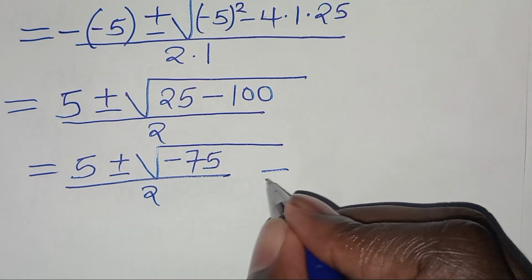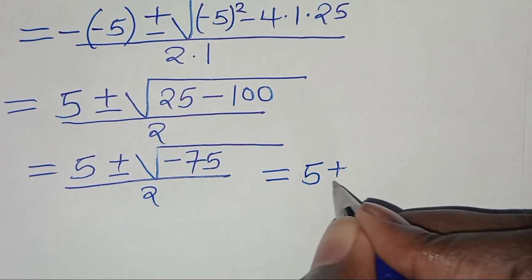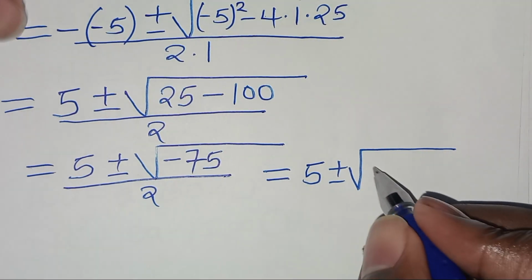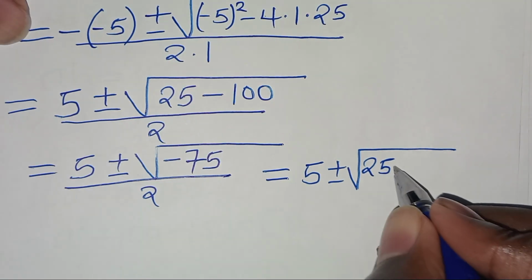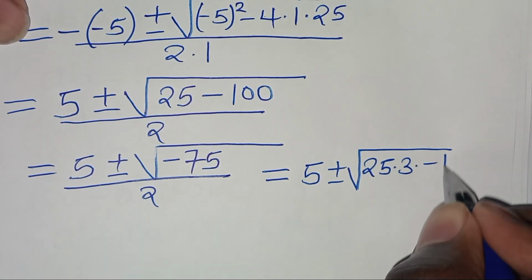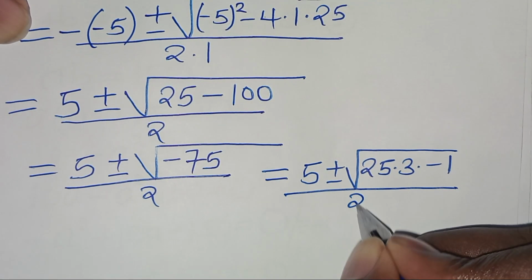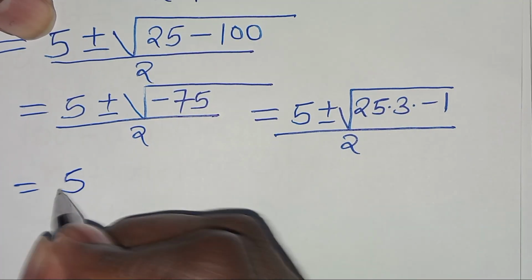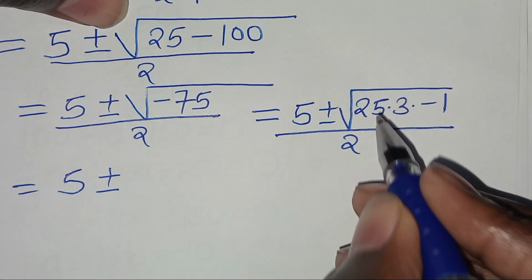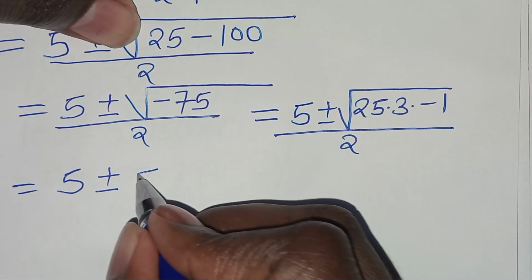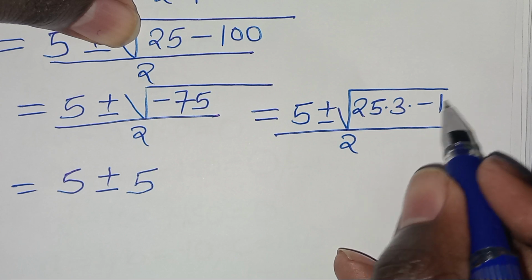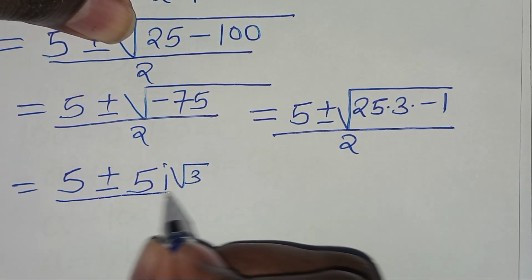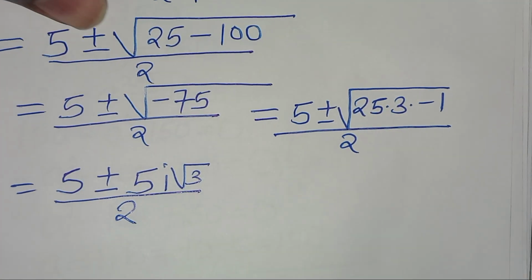So this implies that from here we have 5 plus or minus, we can express the square root of minus 75 as square root of 25 times 3 times minus 1, everything here divided by 2. So this implies that here we have 5 plus or minus square root of 25, this is 5. Square root of minus 1, this is i. Then square root of 3, everything here divided by 2.